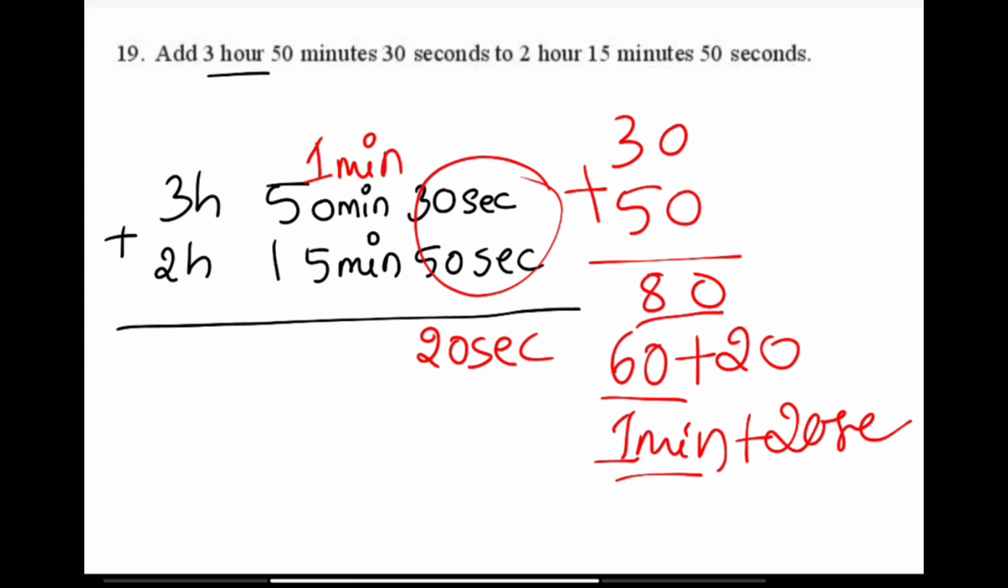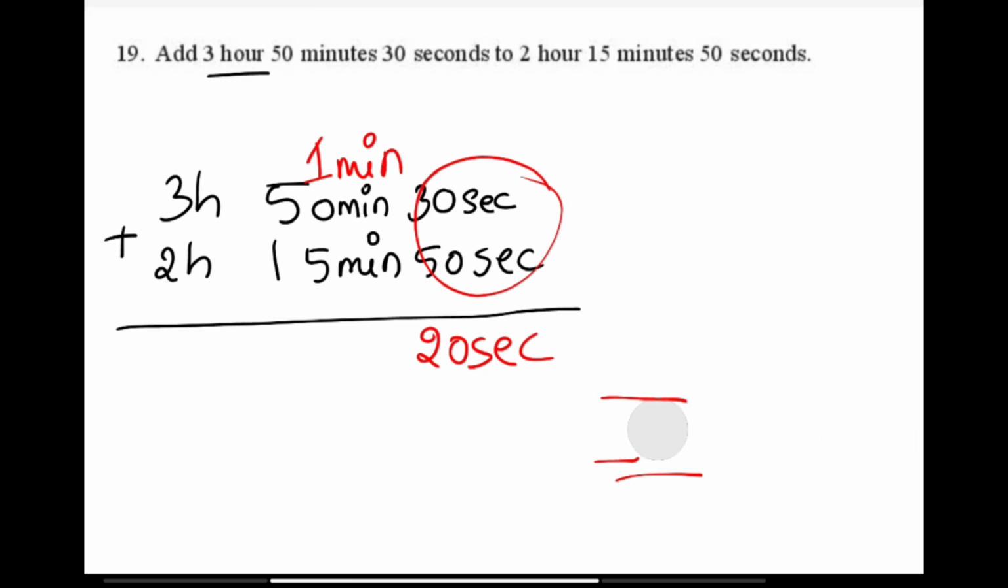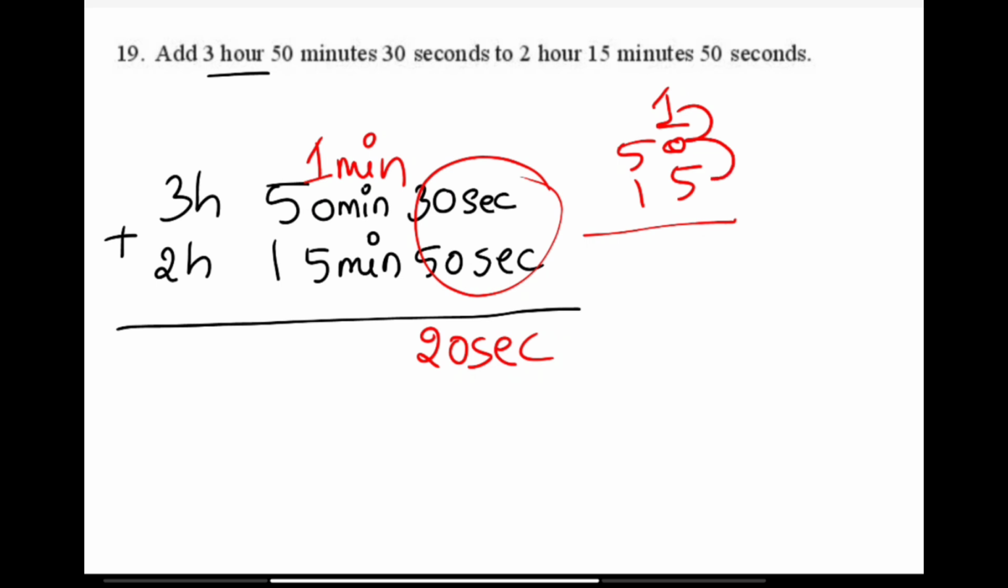Got it? Now we have to solve the minutes. So we'll take this 1 carried over. 1 plus 0 is 1, 1 plus 5 is 6, and here this is 6. So we are having 66. So 66 minutes are there.